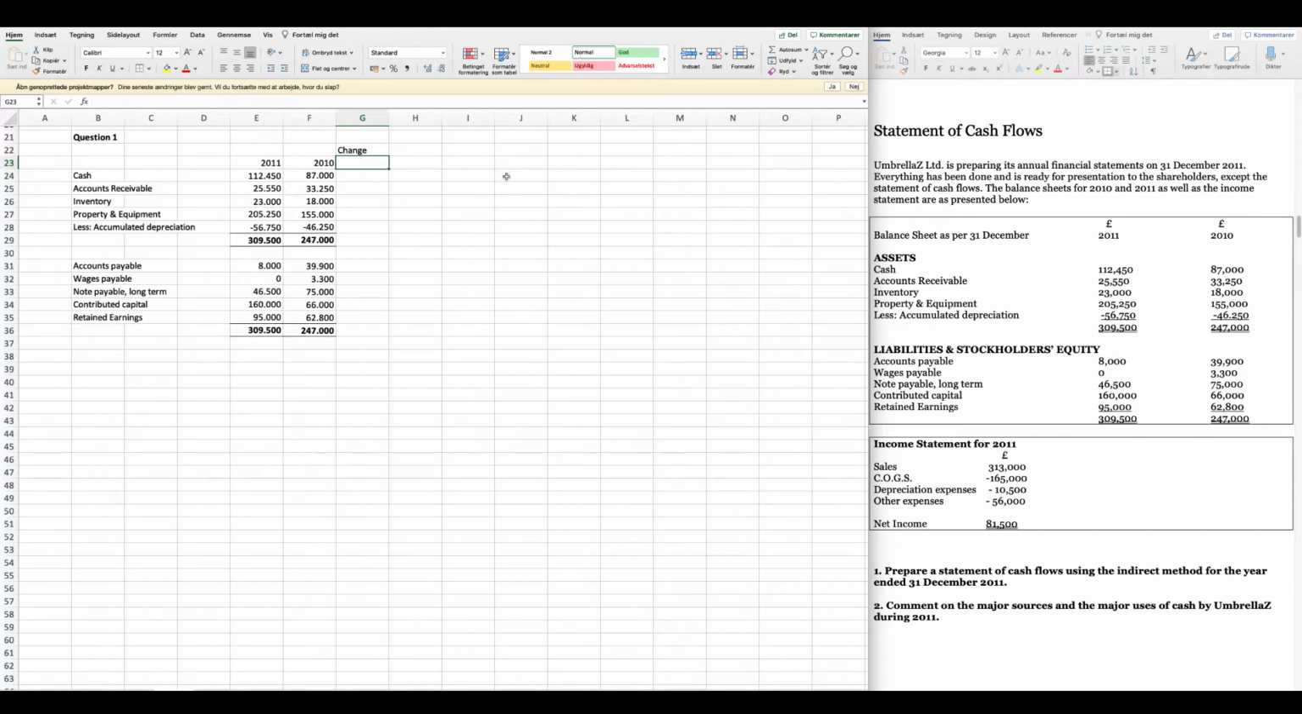So what we want to do is that we take the calculation here in Excel. I would do it like following, taking 2011 minus 2010 numbers. So that is for cash, 112,450 minus 87,000. And you see here, and this is a good sanity check, that it has increased by 25,450. And this looks roughly right when you look at the numbers.